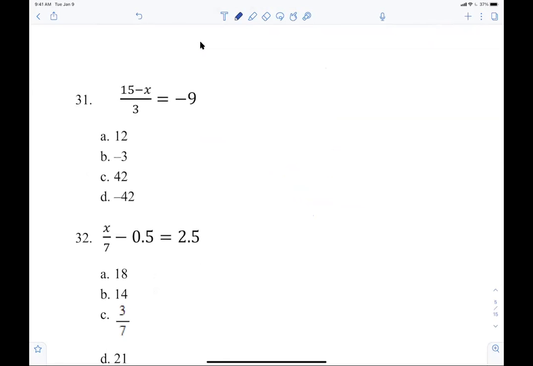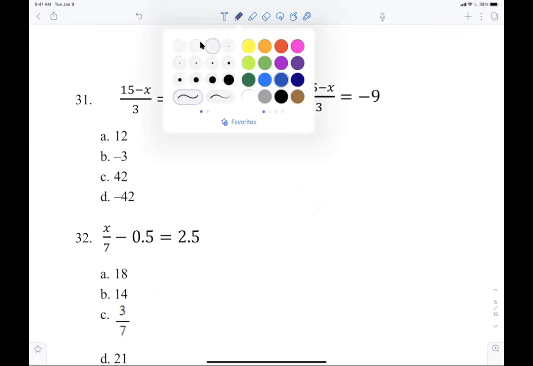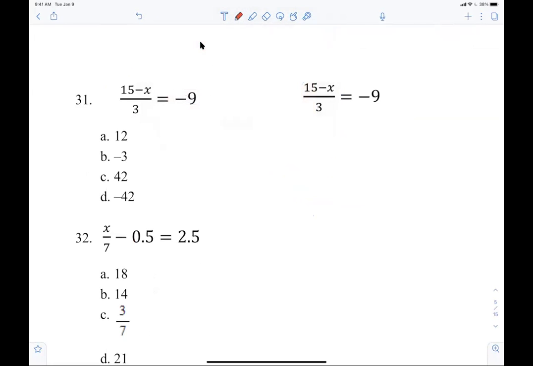So 31 is another practice problem, just like what we did. So now someone else tell me what I'm doing on 31. Multiplying by 3. So now this one's the tricky one. 15 minus x equals -27. Now what do I do? Come on, someone else, volunteer. What am I going to do? Minus 15. Thank you, Ashley. Minus 15.